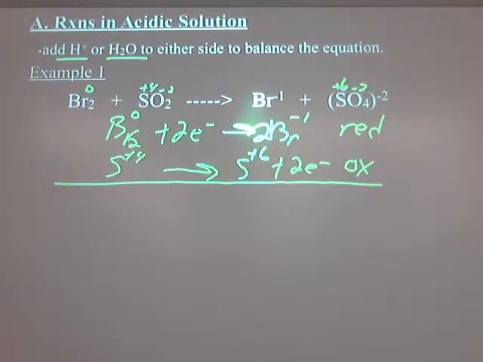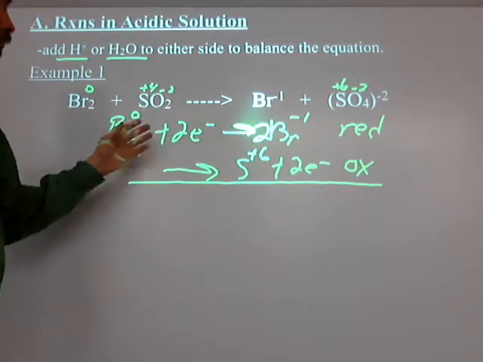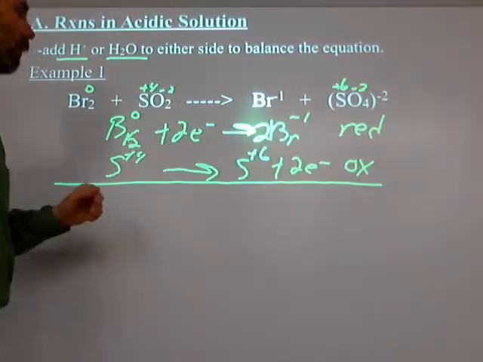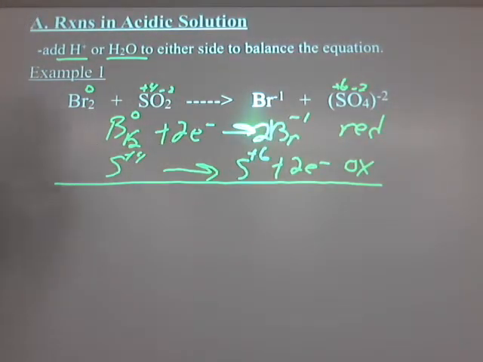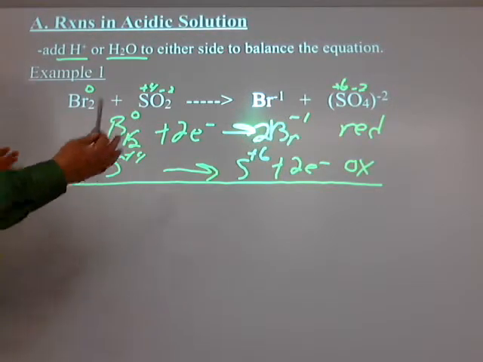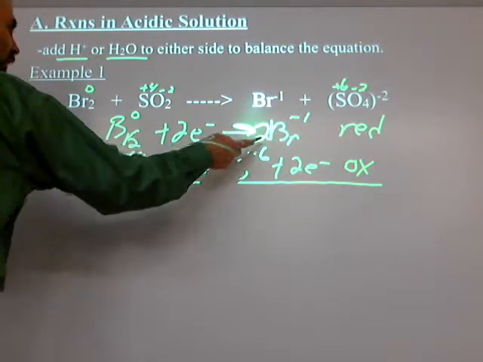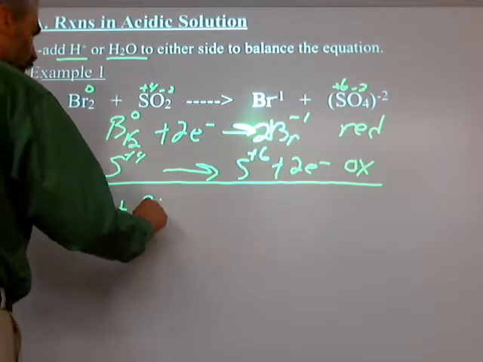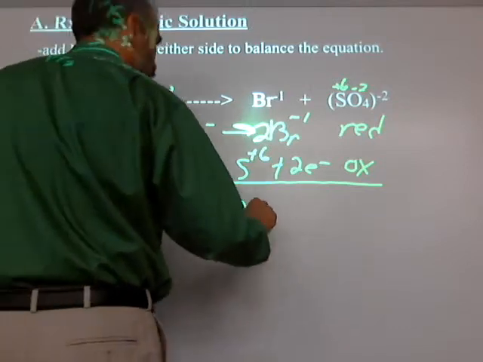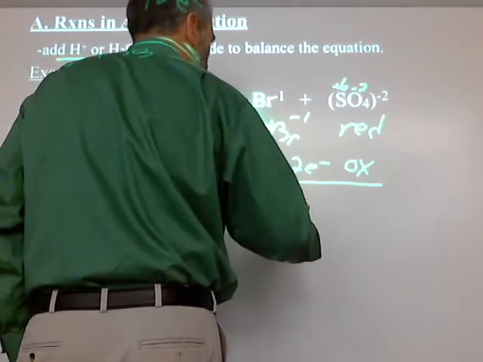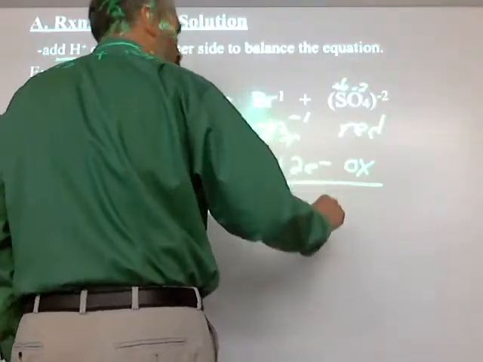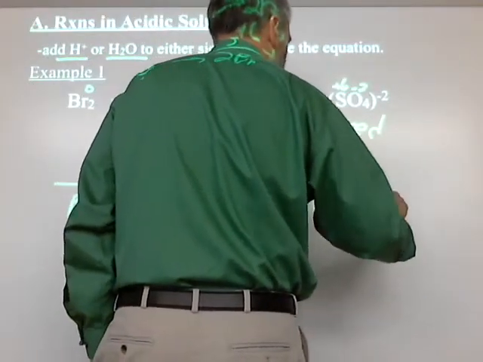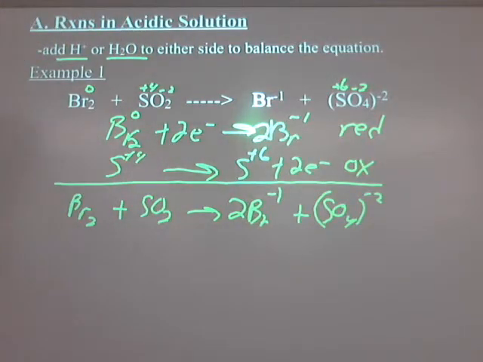Okay? So why might you have made a mistake already? Well, possibly with the oxidation numbers, possibly forgetting to put the 2 in front of the bromine, but that's about it. Okay, bring these numbers down. I don't even have any coefficients really to bring down except for that guy. So I've got Br2 plus SO2 yields 2 Br negatives plus SO4 -2. Got it?